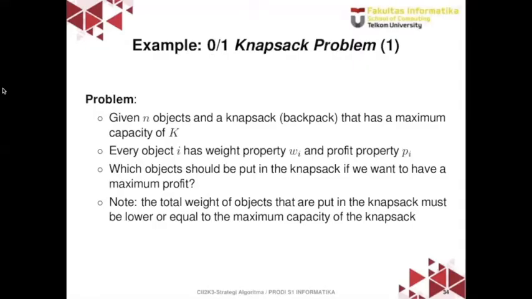And the next example is the knapsack problem. The problem is we are given objects and a knapsack, or maybe you know it as a backpack, that has a maximum capacity of K, where every object i has a weight property wi and also a profit property pi. And the question is which objects should be put in the knapsack if we want to have a maximum profit. Note that the total weight of objects put in the knapsack must be lower than or equal to the maximum capacity of the knapsack.